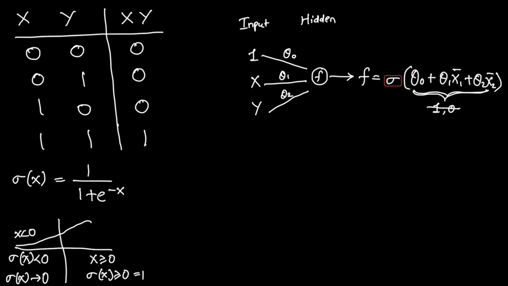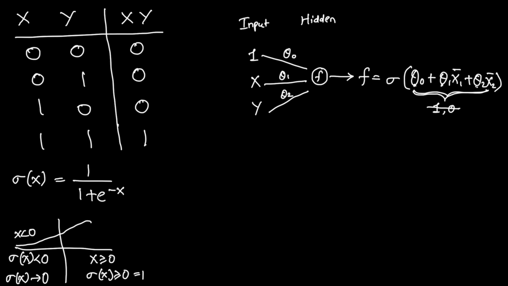So theta naught, theta 1 and theta 2 need to be tweaked in a way so that this combination behaves as an AND operation. That means if I choose the right values of theta naught, theta 1 and theta 2, then if I give 0 0, the output would be 0. If I give 0 1, the output would be 0. If I give 1 0, the output would be 0. If I give 1 1, the output would be 1. So this behavior depends on the choice of thetas.